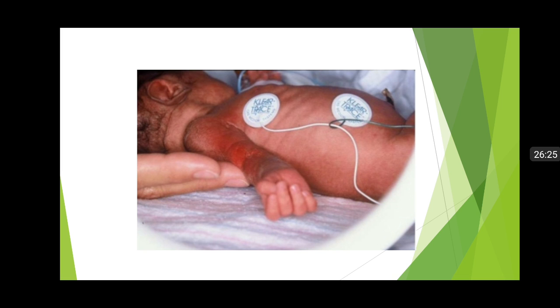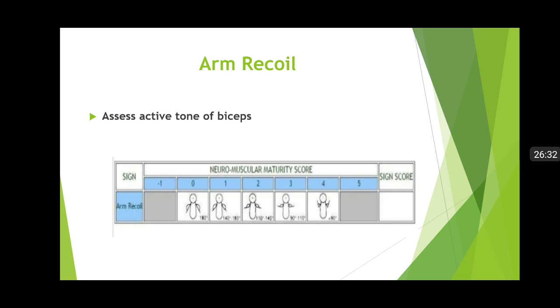Is the arm kept in extension after leaving it after extending, or is it recoiling towards its normal position, that is flexion? And here we can see that there is a score of 0 when there is no recoil, and if there is slight recoil, the angle is 140 to 180, then it is 1, then 2, then 3, and 4 when the angle of the elbow is less than 90, that is, full recoil of the arm has occurred, then the score is 4.